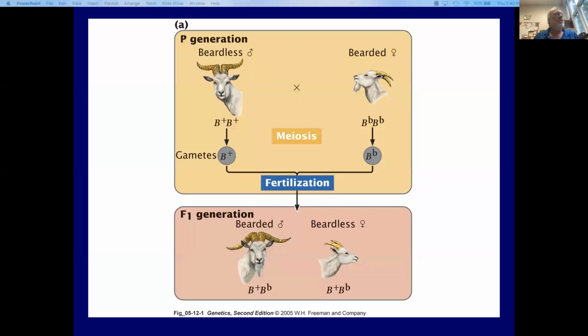So here's some goats. So we have a beardless billy goat with genotype B+B+, and we're mating him with a bearded nanny goat. And the allele for beards is big B superscript little b. And then we see in the F1s, both sexes are heterozygous, but the males are bearded and the females are beardless. So again, having the beard is dominant in males, but recessive in females.